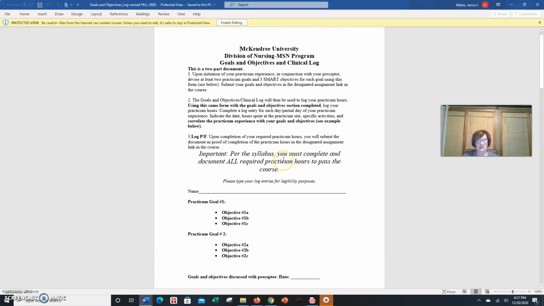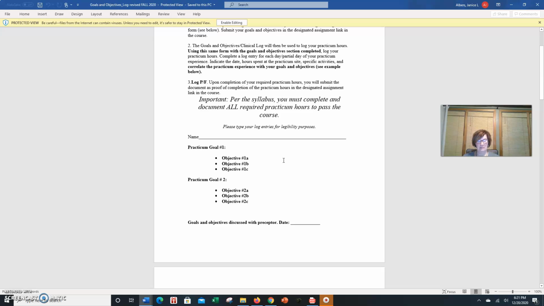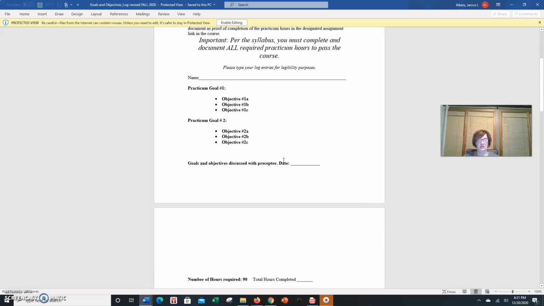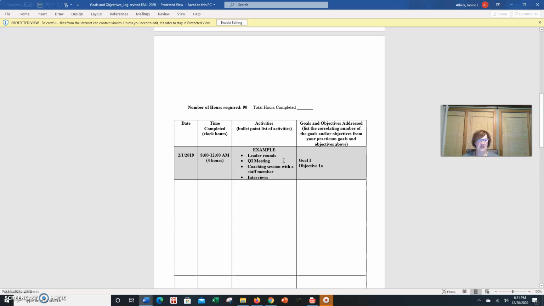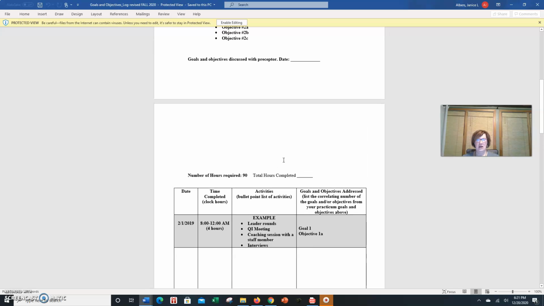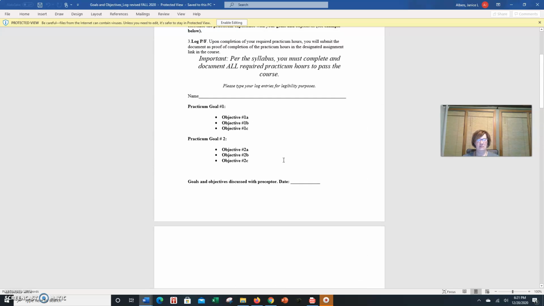If you have any questions about completing this form, please let me know. This is a form that you will be using throughout your practicum experience. You will log all of your hours on the log, and at the very end of the course on May the 1st, as a matter of fact, you will submit this log documenting all the hours, and you must do all of your hours in order to pass this course. So along the way, if you have any challenges making those hours, or if you're running into roadblocks, please do let me know. We're going to be working very closely together to make sure that you achieve what you seek to achieve through your practicum experience.